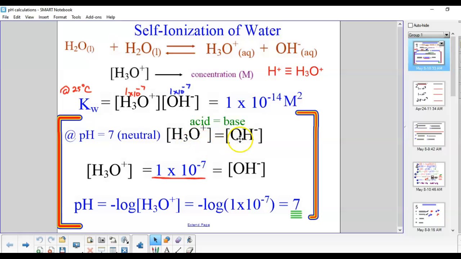Because these two values equal each other, we call that neutral. And we assign that the pH of 7. And that's why 7 is neutral. Because if you take the negative log of this concentration, in this case, 1 times 10 to the minus 7, you get 7. When these two ions, these two species, are in equal amounts, we have neutral conditions. And when does that occur? At a pH of 7. pH is defined as negative log of the concentration. Okay, so this is a pretty important page. Let's take a look at how to do this.